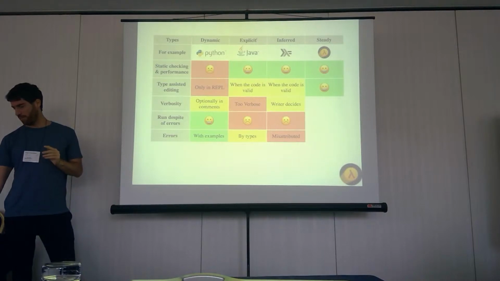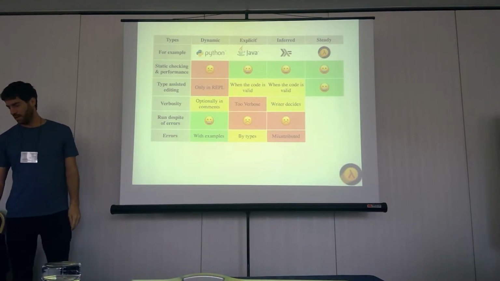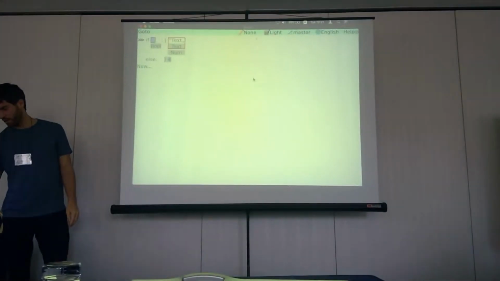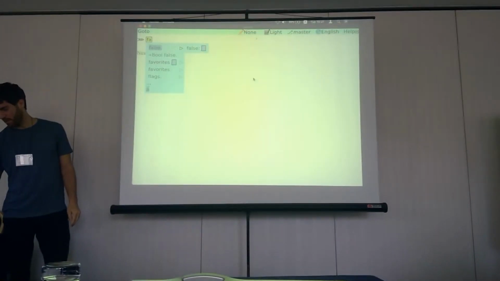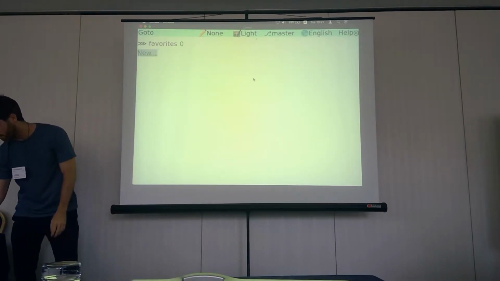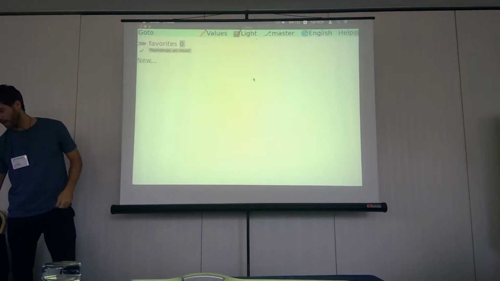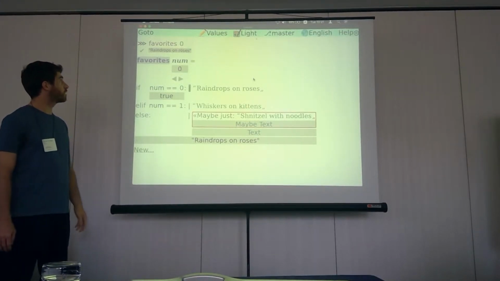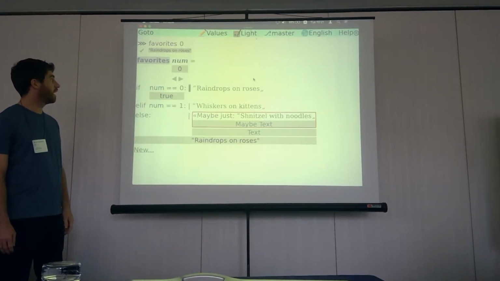And I'll just show you a demo of how it runs despite errors. So here I made a function called favorites, and let me enable the evaluation. Right. So this is a really simple function enumerating favorite things, if you know the song.